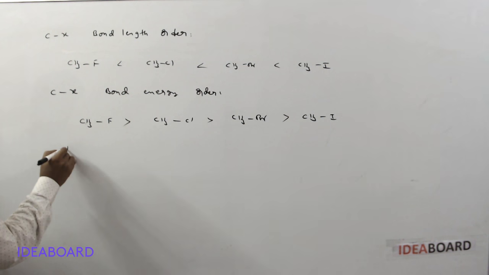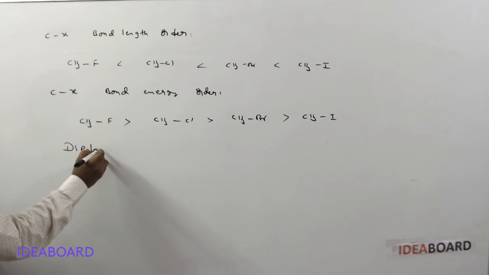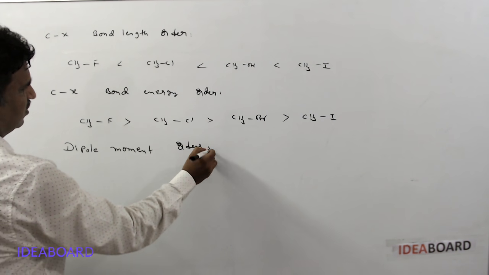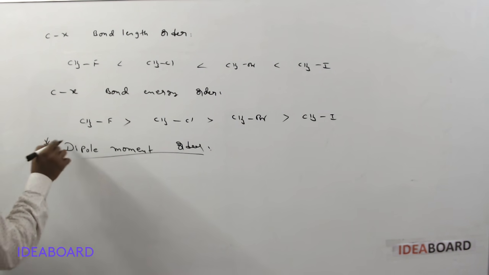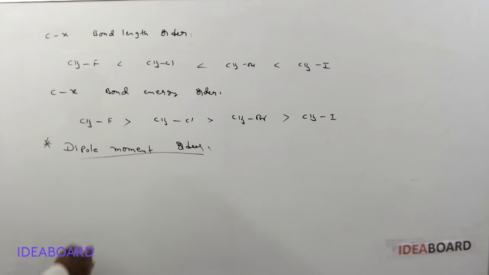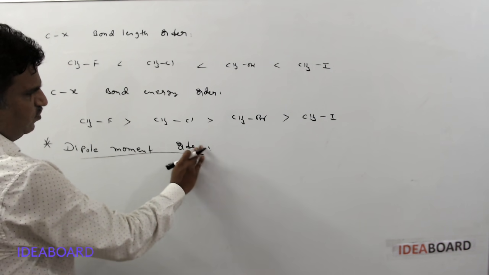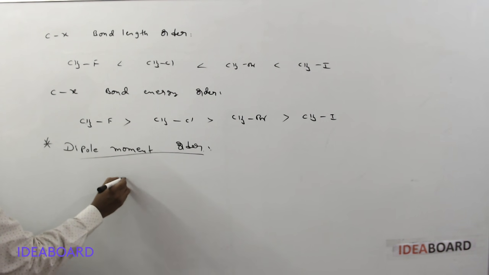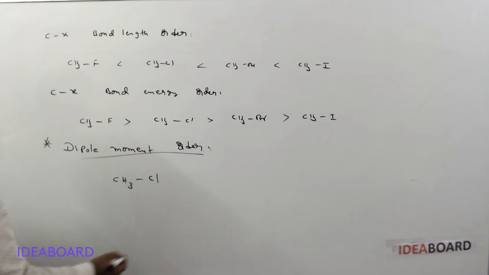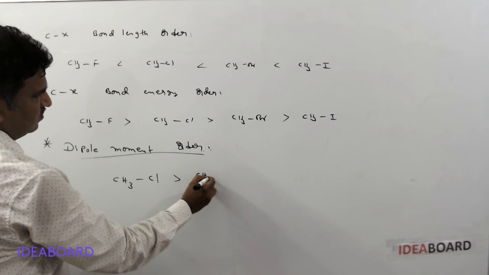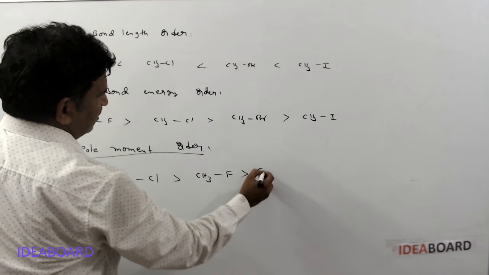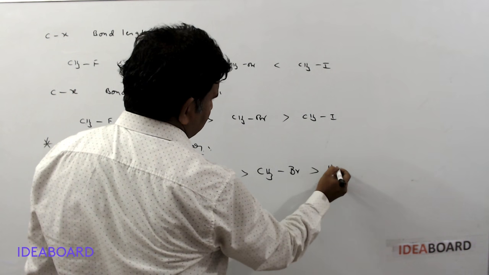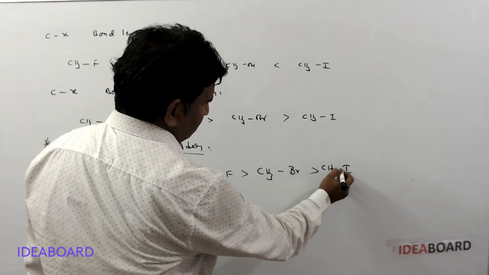But the very important thing is the dipole moment order. Here this is important. Previously they asked this question also. The dipole moment order of these molecules: the highest dipole moment is observed for CH3Cl, the next for CH3F, the next for CH3Br, and the least for CH3I.